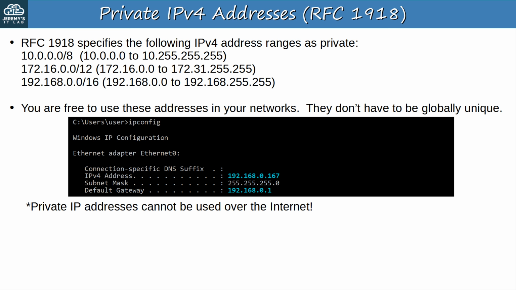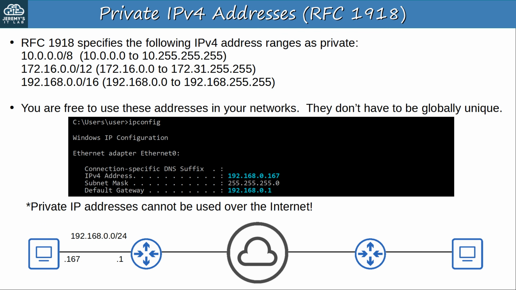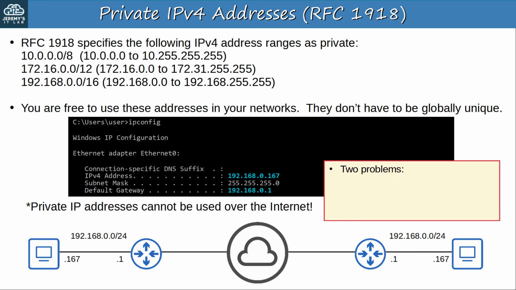Let me demonstrate. On the left is my PC, 192.168.0.167, connected to my router 192.168.0.1. Somewhere across the internet there is another PC connected to a router, and they have the same IP addresses. Without NAT, there are two big problems here. The first is that there are duplicate addresses. If there is a packet traveling over the internet with the destination address 192.168.0.167, which PC will it go to? My PC or the other one with the same IP address?